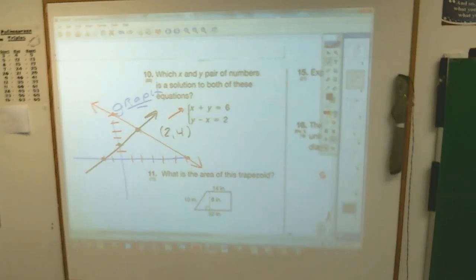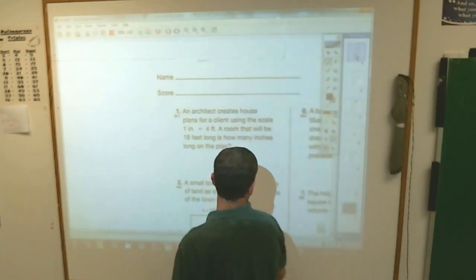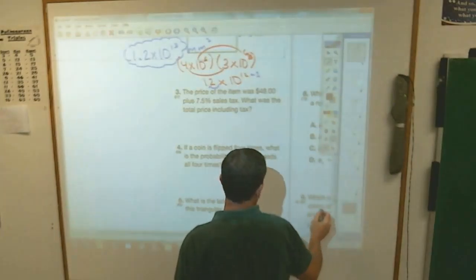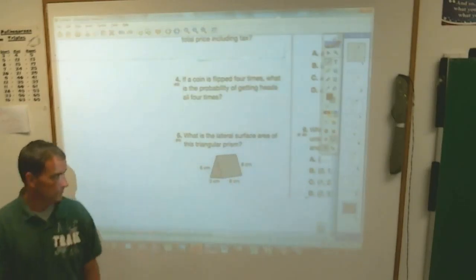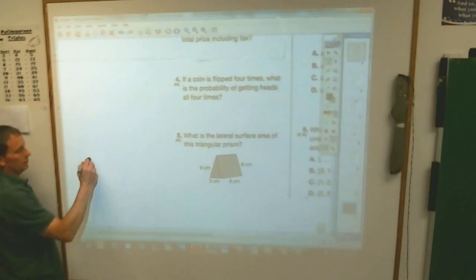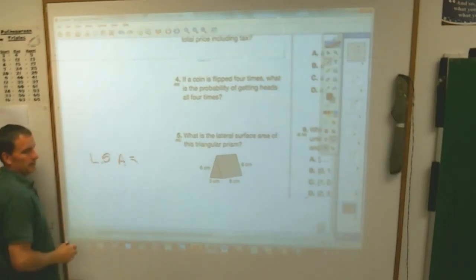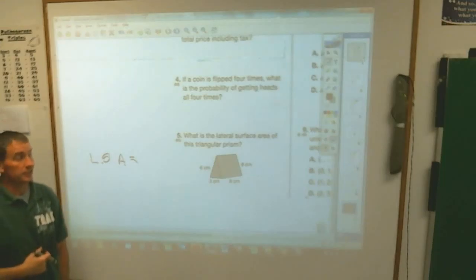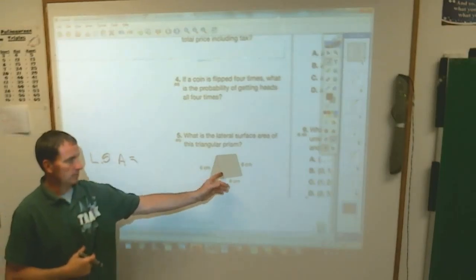Logan? Can you do number 5? Number 5, kids. Is that down the bottom? Sure it is. Lateral surface area, ladies and gentlemen, again, this is a great one to have notes. LSA. Lateral surface area is the area of the sides of the prism.